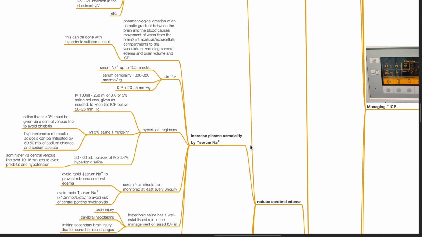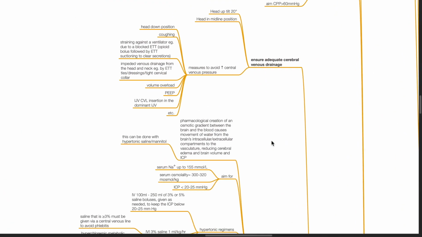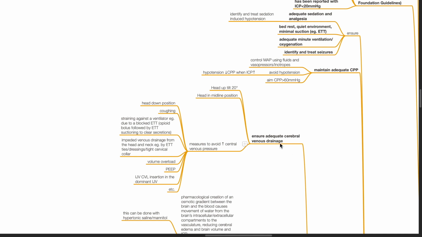Reduce cerebral edema. Ensure adequate cerebral venous drainage by head-up tilt and head in midline position as mentioned previously. Measures to avoid increased central venous pressure include avoiding head-down position, coughing, straining against a ventilator, such as due to blocked ETT, impeded venous drainage from the head and neck, for example by ETT ties, dressings, or tight cervical collar. Volume overload, avoid PEEP if possible. Avoid IJV CVL insertion in the dominant IJV.